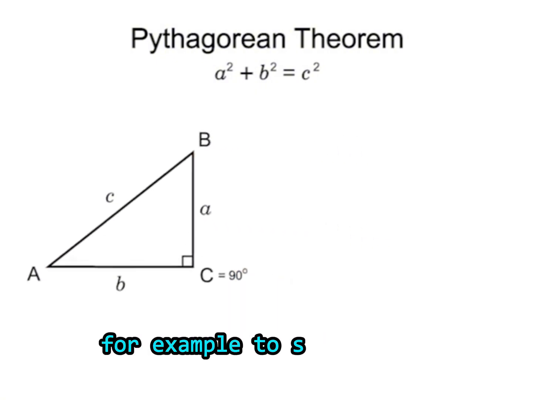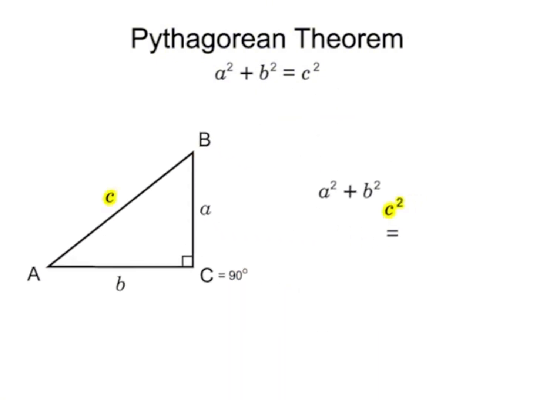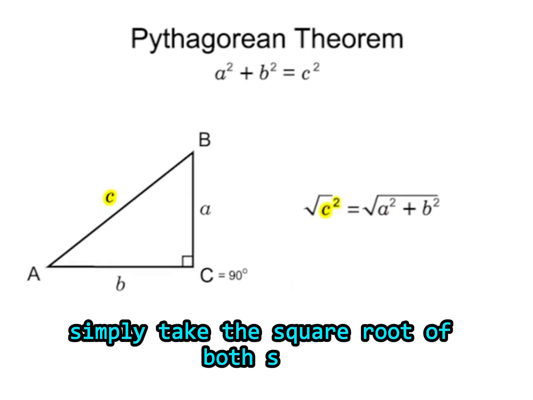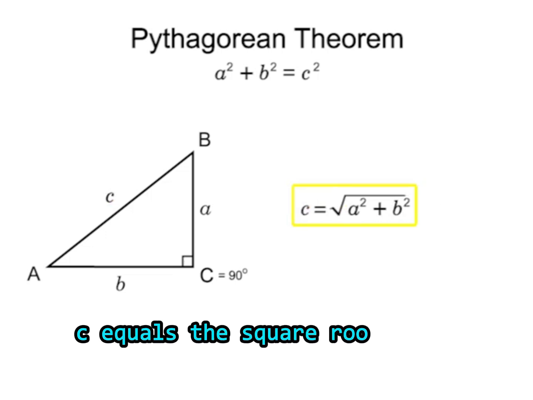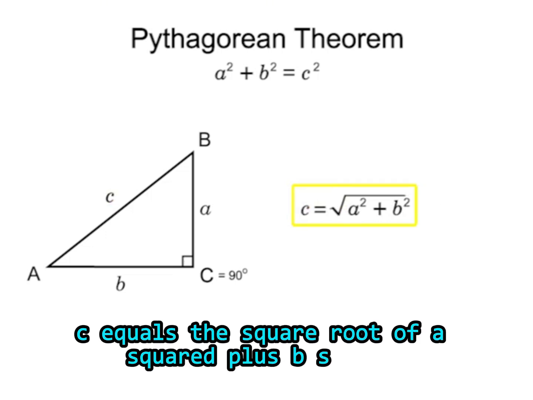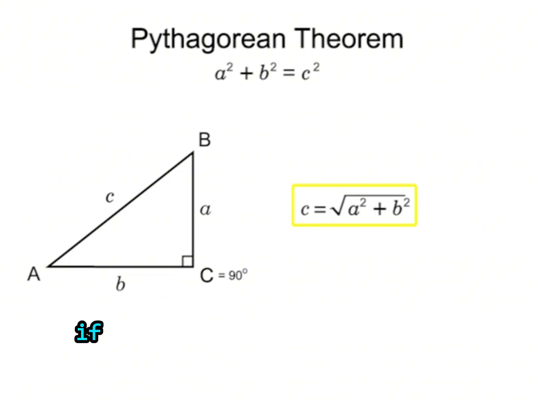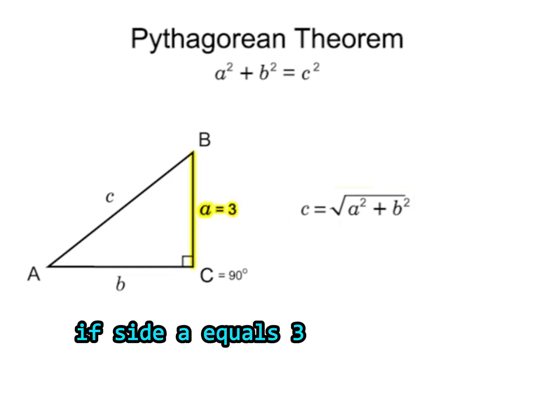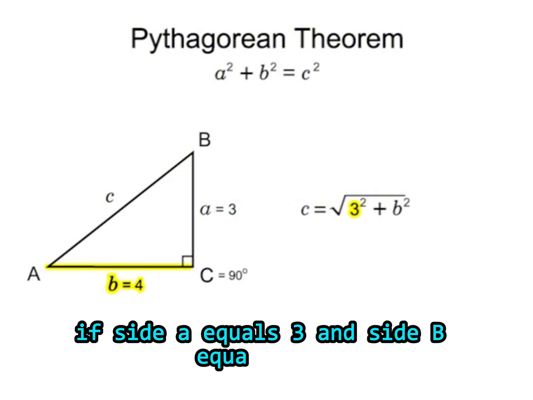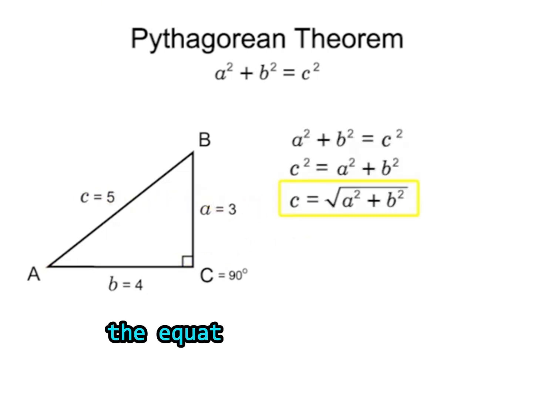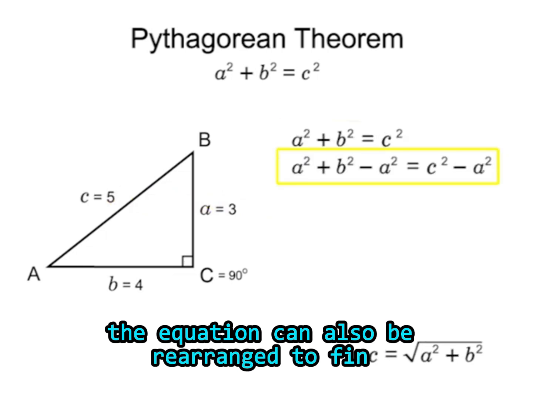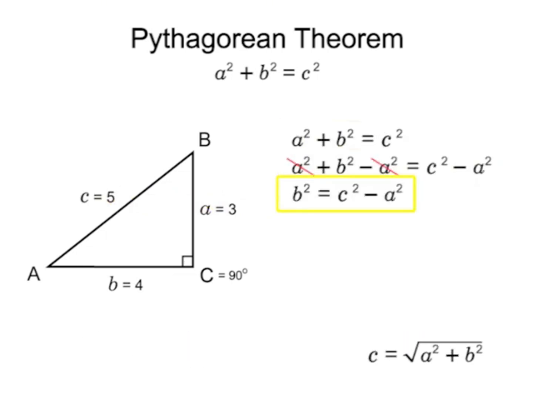For example, to solve for c, simply take the square root of both sides. This leaves the equation c equals the square root of a squared plus b squared. If side a equals 3 and side b equals 4, then c will equal 5. The equation can also be rearranged to find either of the other two sides.